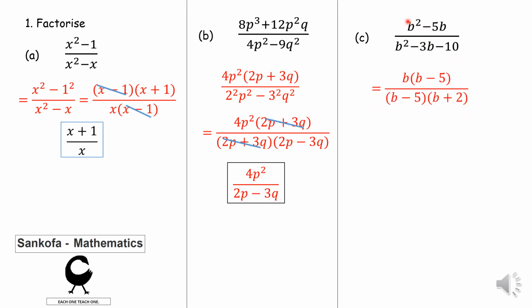So sometimes you also have a quadratic trinomial, like b squared minus 5b over b squared minus 3b minus 10. You factorize the one on top, that is b outside the bracket, b minus 5. So this is b minus 5, b plus 2. You have to do side work on how to factorize quadratic trinomials. Look at previous videos that I have posted on my channel. You will realize that b minus 5 is a common bracket or common factor, so you can actually go ahead and cancel that, and then you are left with b over b plus 2, and that is the final answer.